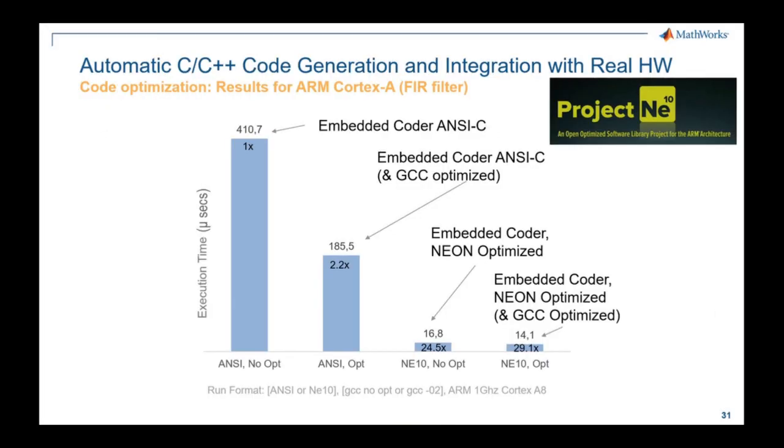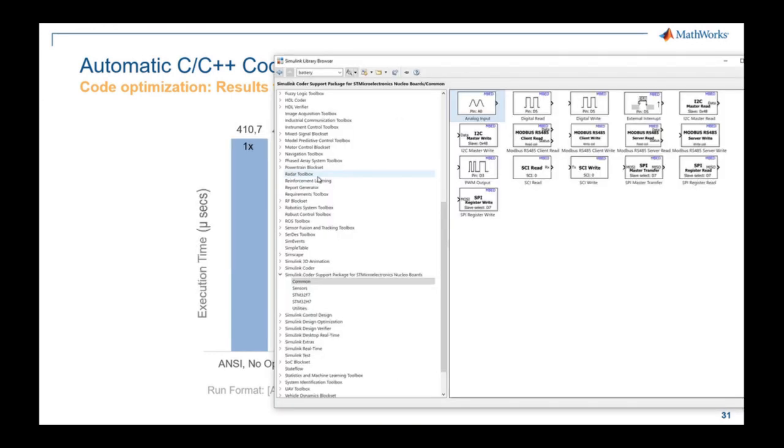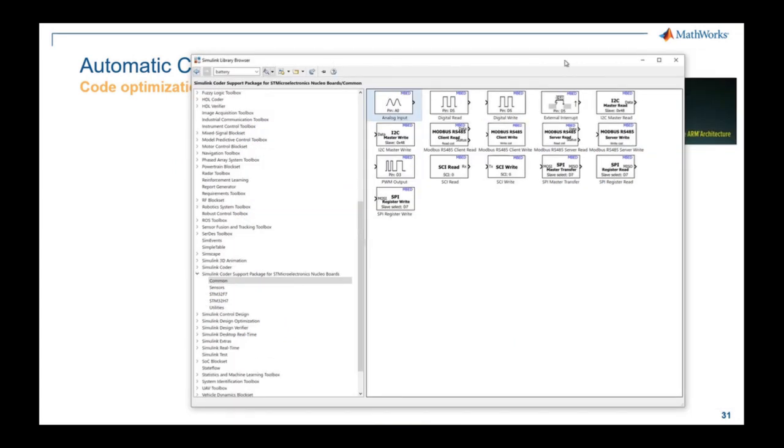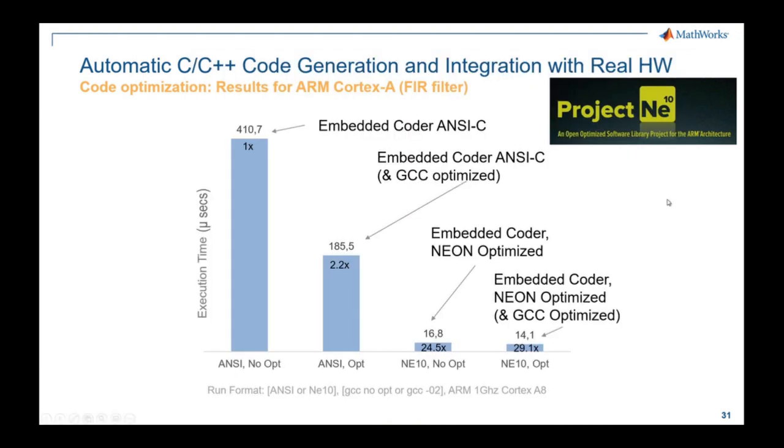We've discussed this. Then I talked about hardware support packages. You have seen here in the library the hardware support package for STM32. Then we have a lot of different hardware support packages for the different hardware vendors you are using. And on top of connectivity with hardware peripherals, the hardware support package will also provide what we call code replacement libraries. Code replacement libraries are there to provide you optimized code for the specific processor architecture you are using. Perhaps you are familiar with the Neon library from ARM for the ARM Cortex-A processor.